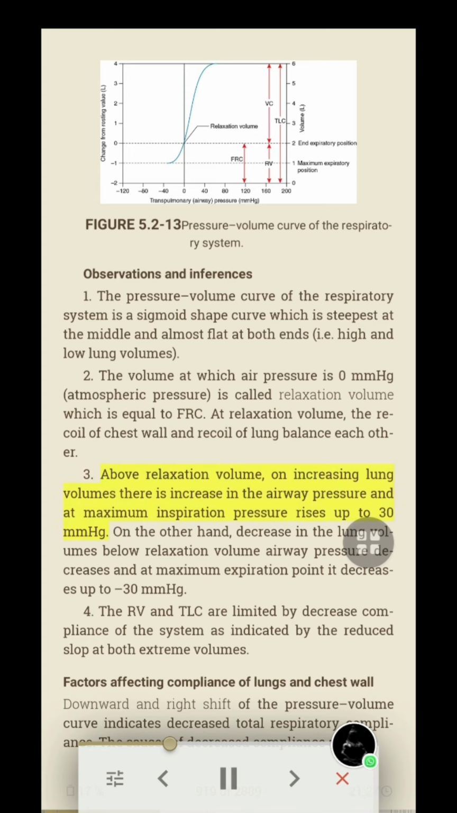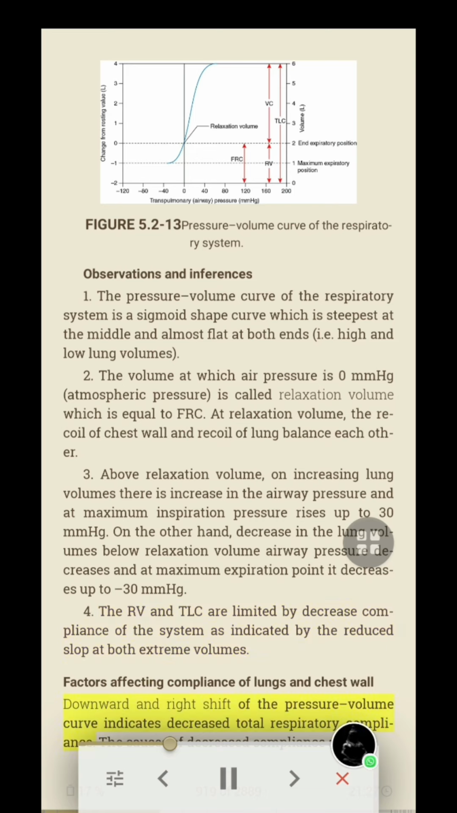3. Above relaxation volume, on increasing lung volumes there is increase in the airway pressure and at maximum inspiration pressure rises up to 30 mm of mercury. On the other hand, decrease in the lung volumes below relaxation volume, airway pressure decreases and at maximum expiration point it decreases up to minus 30 mm of mercury. 4. The RV and TLC are limited by decreased compliance of the system as indicated by the reduced slope at both extreme volumes. Factors affecting compliance of lungs and chest wall.